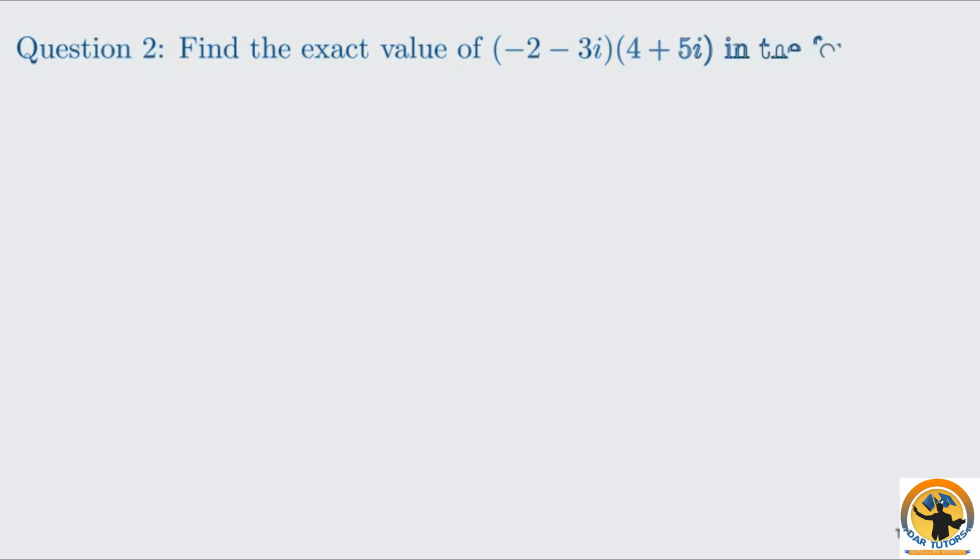Again, I encourage you to try it yourself first. Question 2 asks us to find the exact value of the product of negative 2 minus 3i and 4 plus 5i. We need to express it in the form a plus bi. This problem tests your multiplication skills, including handling negative signs correctly.